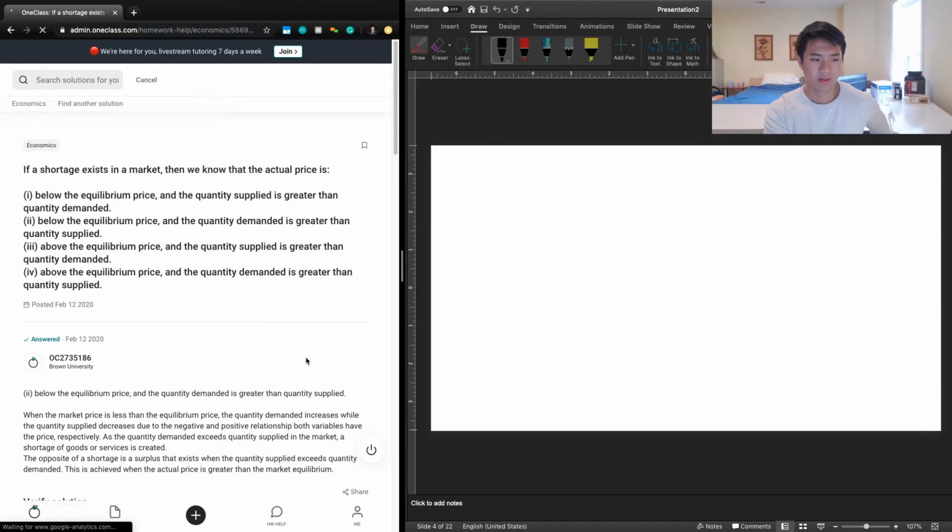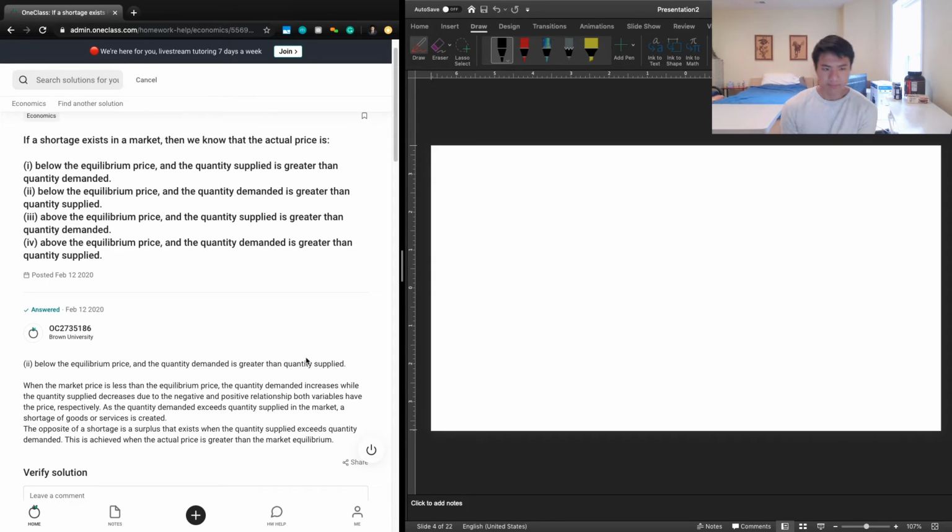So the next question says, if a shortage exists in the market, then we know that the actual price is below the equilibrium and the quantity supplied is greater than quantity demanded, below the equilibrium price and the quantity demanded is greater than quantity supplied, above the equilibrium price and quantity supplied is greater than quantity demanded, and above the equilibrium price and the quantity demanded is greater than the quantity supplied. And so what we really want to do here is figure out what does the shortage look like, and we can either visualize this in our head, but just for the sake of clarity, I'll draw this out.